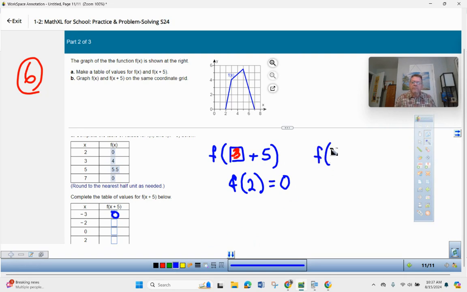f of, put my little box, +5. Okay, I'm going to take my -2, put it in the box. That's what we did before, just plugged it in here. So -2 plus 5 gives me f of 3. What does f of 3 equal? Well, that's the f of right here. f of 3 is a 4.